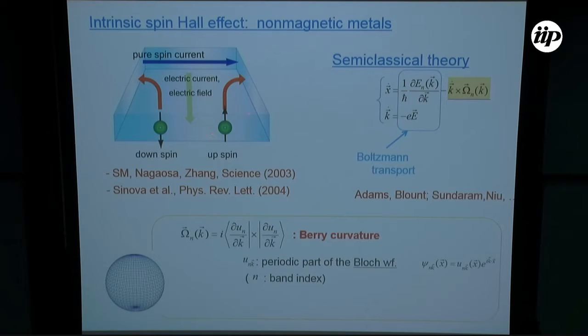In this figure, this k dot is in this direction, and omega, for example for a two-dimensional system, has only the perpendicular component. So in that case, this velocity has a component only in the horizontal direction in this figure. Because up and down spins have different signs of the Berry curvature, it gives us this kind of motion, and it leads to the spin current in the transverse way. So this is a somewhat well-studied subject.